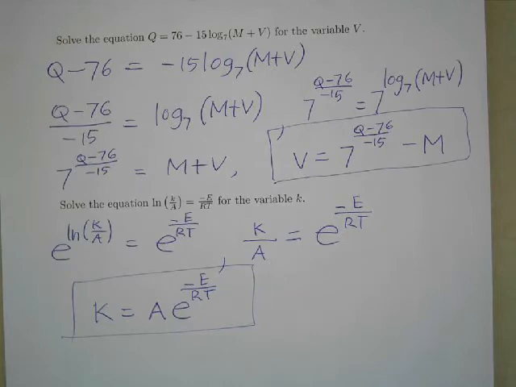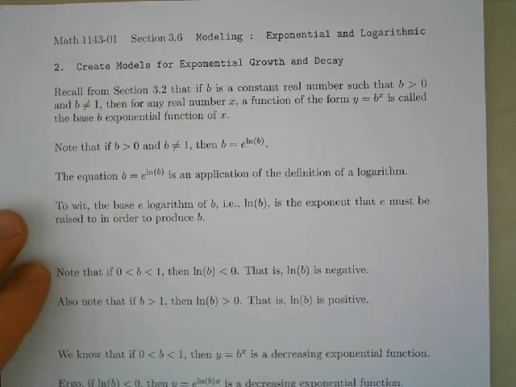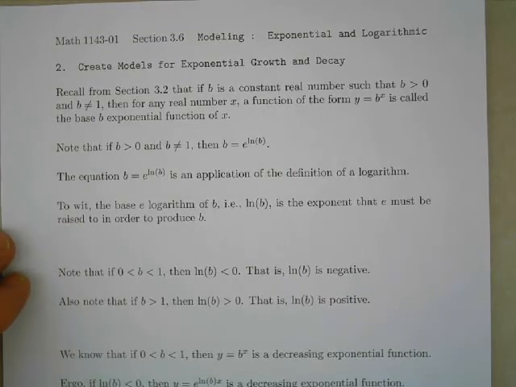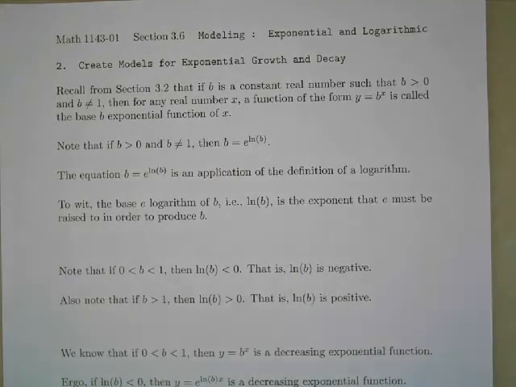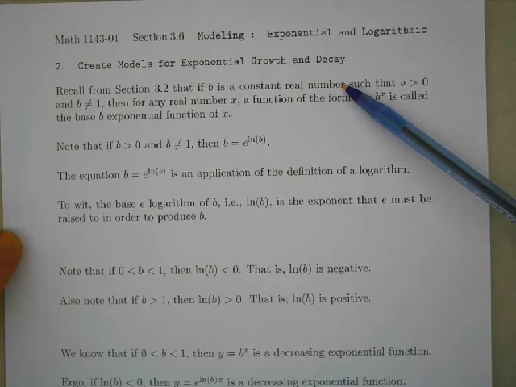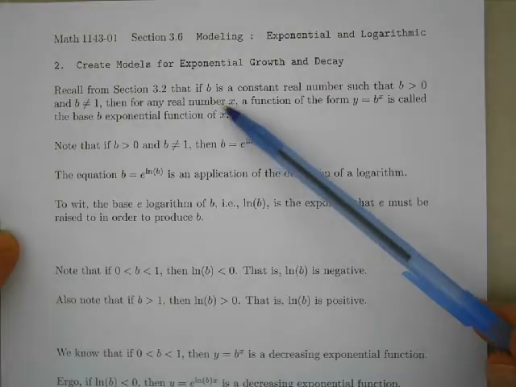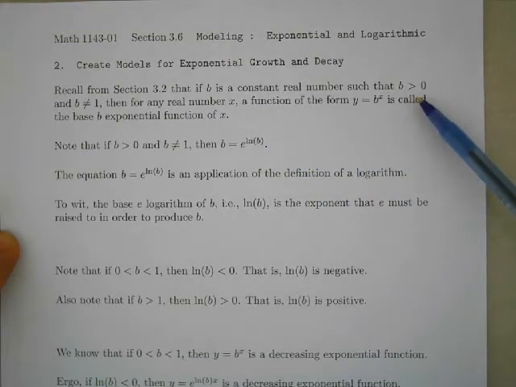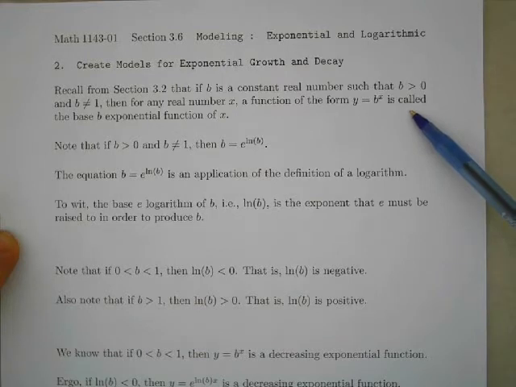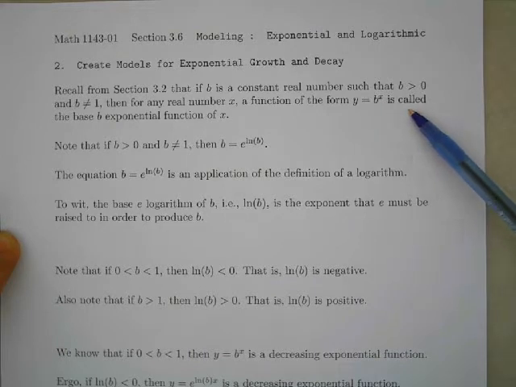Okay, now we'll move on to objective 2 in section 3.6. So we'll just read some information. So we're going to learn how to create models for exponential growth and decay. Recall from section 3.2 that if b is a constant real number such that b is greater than 0 and not equal to 1, then for any real number x, a function of the form y equals b raised to the exponent x is called the base b exponential function of x.